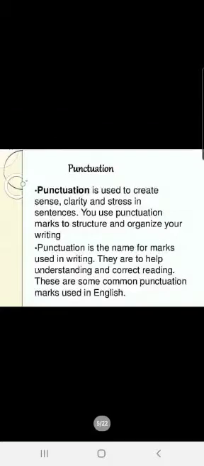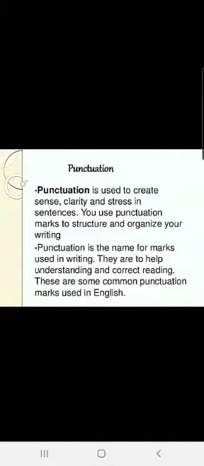Children, this is your English language class and we are going to start a new topic today: punctuation. Punctuation marks are the marks which we use in a sentence or when we write a paragraph. We use these punctuation marks to create more clarity, to clear the things we want to say exactly. Alright, let us read from here.